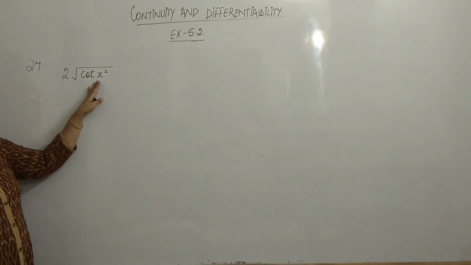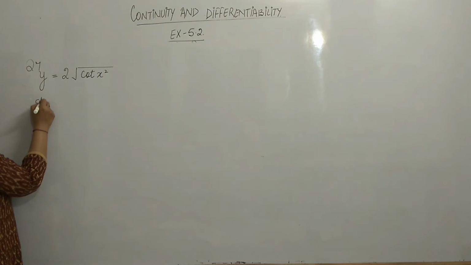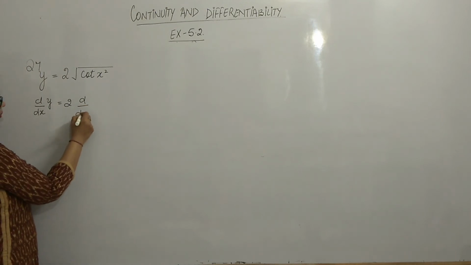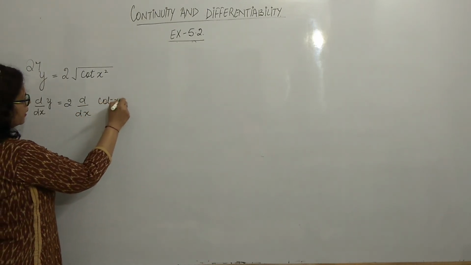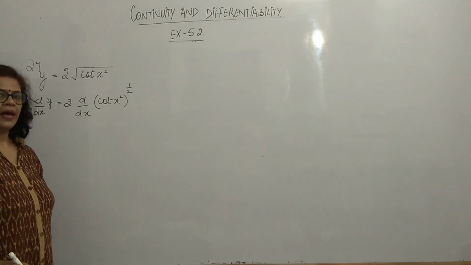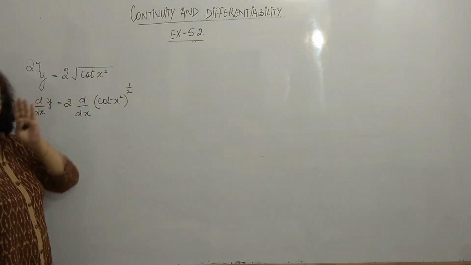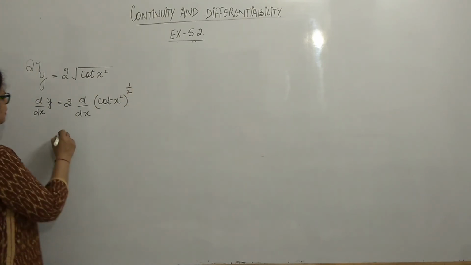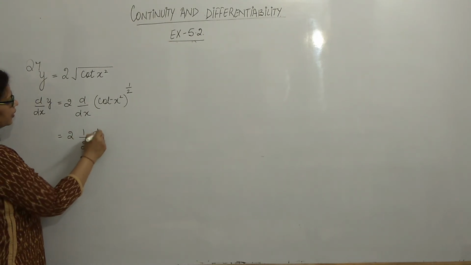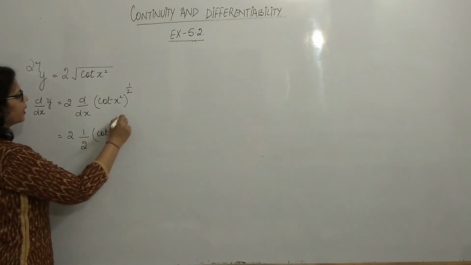Next question: 2 square root of cot x square. Suppose y is equal to this. Apply the operator d by dx. 2 d by dx of cot x square, and square root means power half, right? Apply which formula? As I told, apply the power formula. Power half is there. d by dx of cot x square raised to the power half minus 1.